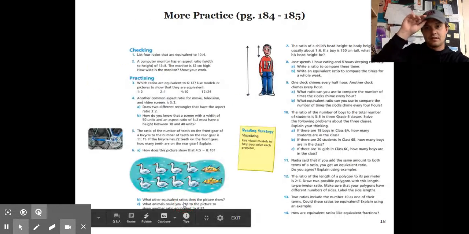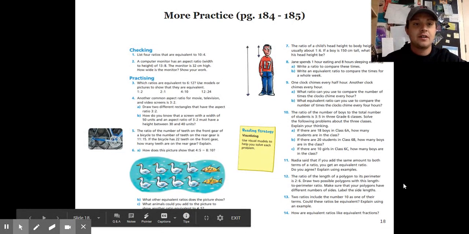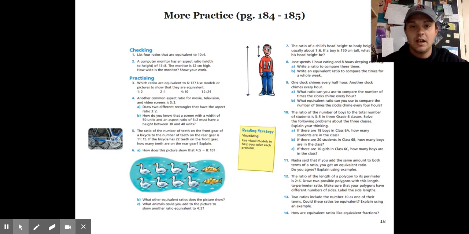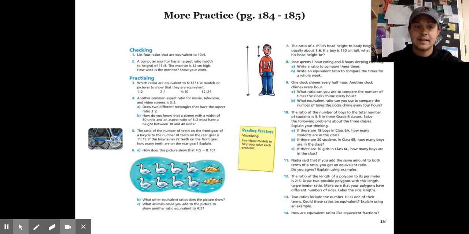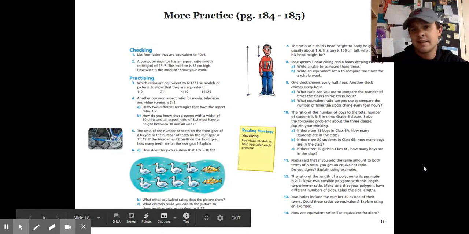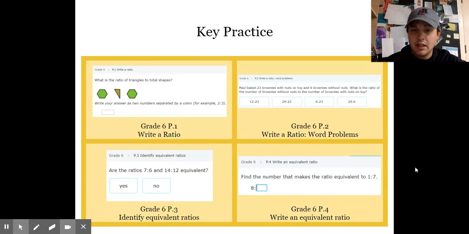Okay. So more practice on equivalent ratios can be found on page 184 and 185. Again, if it's good for you to pause and work through some questions, now would be the time. Or if you want to continue with this lesson and then come back to these questions, that is an option too. The only option that's not an option is never looking at these questions. So anyways, moving on.